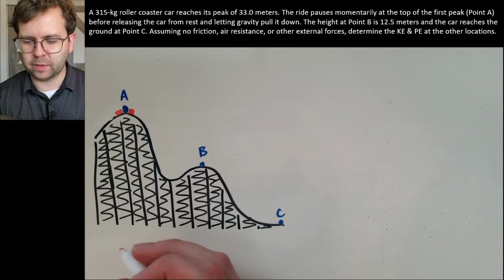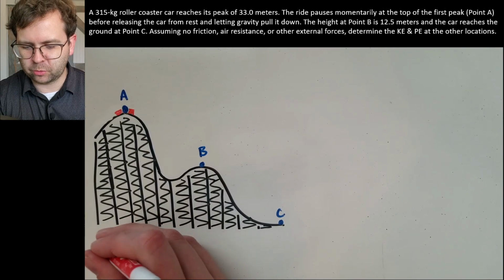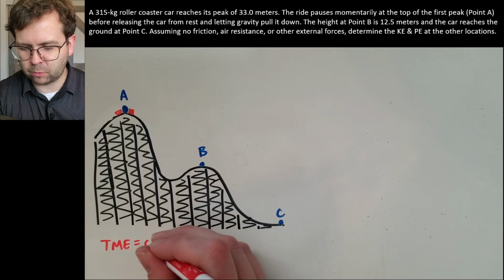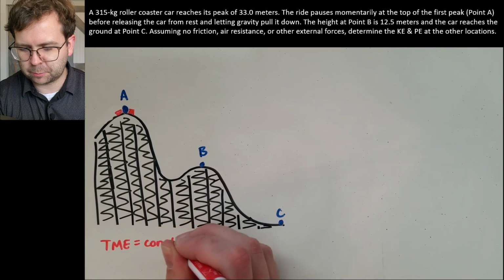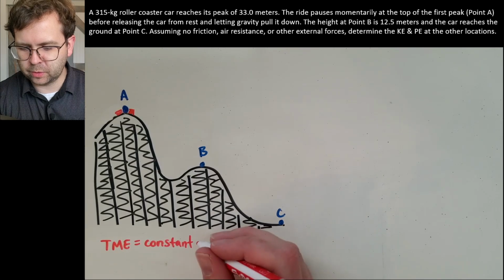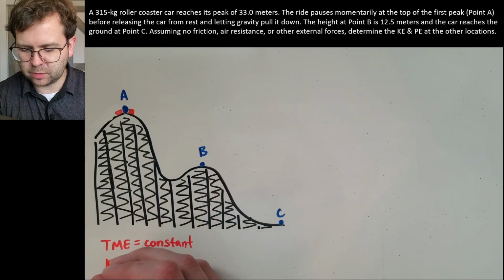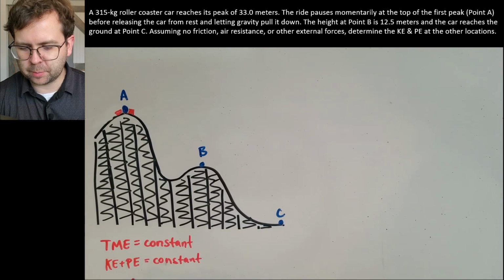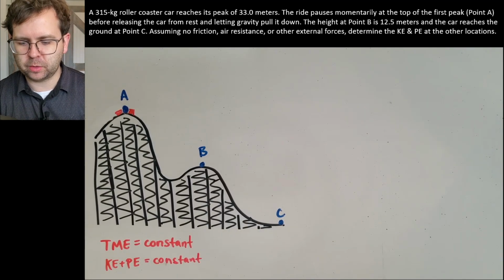We're going to just say that mechanical energy is conserved. So the total mechanical energy throughout the ride is going to be constant. And the total mechanical energy is the kinetic energy plus the potential energy. And that's what stays constant the whole time. So if we added up the kinetic and potential, we know it's going to be constant.